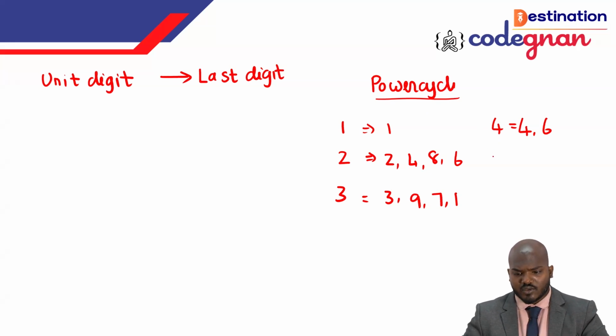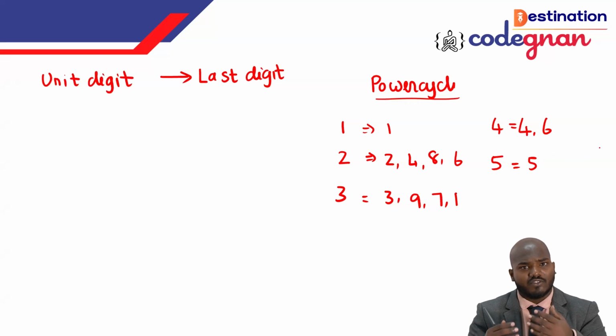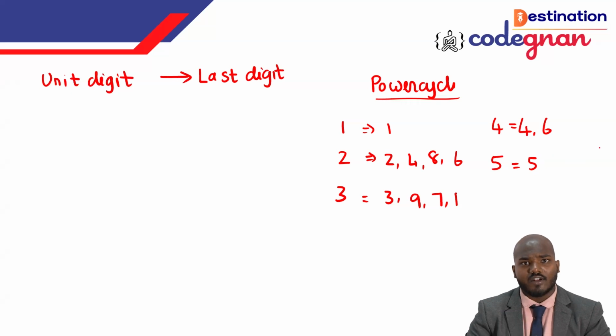Going to the next one, we have the number 5. 5 power 1 is 5, 5 square is 5, 5 cube is 5, 5 power 4 is 5. If you take power 3, power 4, power 5, anything, it will give you the last digit as only 5.